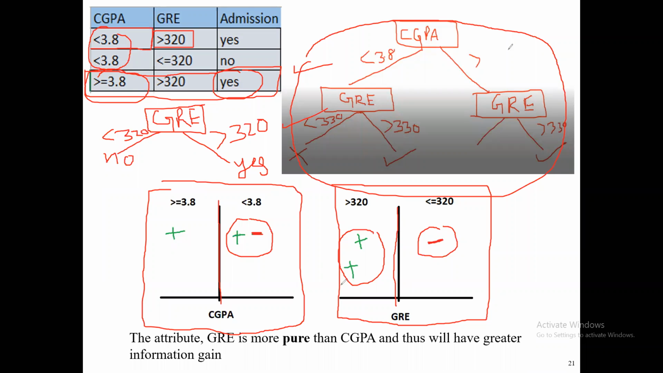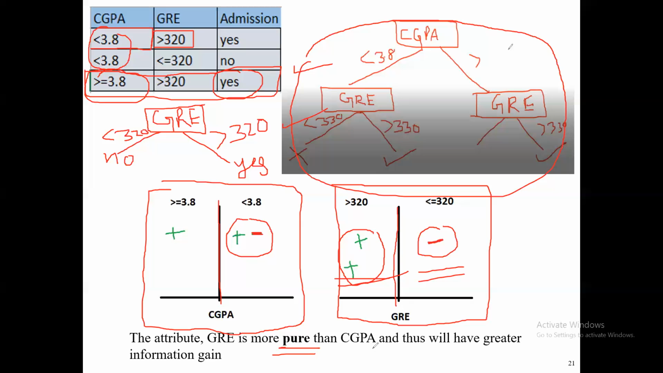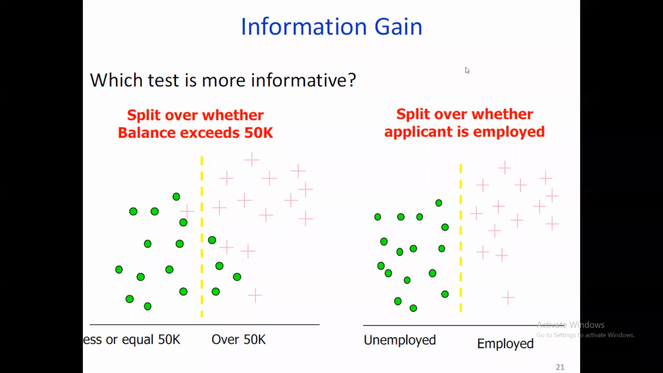Since we can come up with conclusive answers using GRE, we say that the GRE distribution is more pure than the CGPA attribute. And purity, conversely impurity, is actually measured in terms of entropy, which is an information theory concept, which we will look at in a bit. But before that, here's another example of how to distinguish if an attribute is more or less pure than the other.